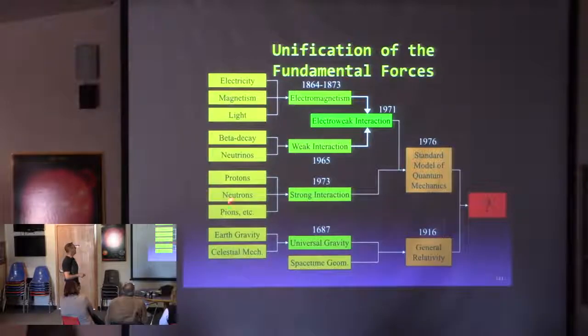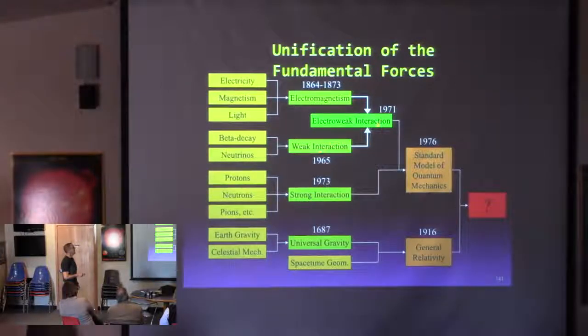We have protons, neutrons, pions, and all sorts of subatomic zoo that we'll talk about in brief. And they are all put together with the strong interaction in the 70s. Oh yeah, these two came together with the weak interaction in the 60s. We have Earth's gravity and celestial mechanics brought together under universal gravity, Newton, 1600s. You link these with space-time geometry, and you get general relativity in the early 1900s.